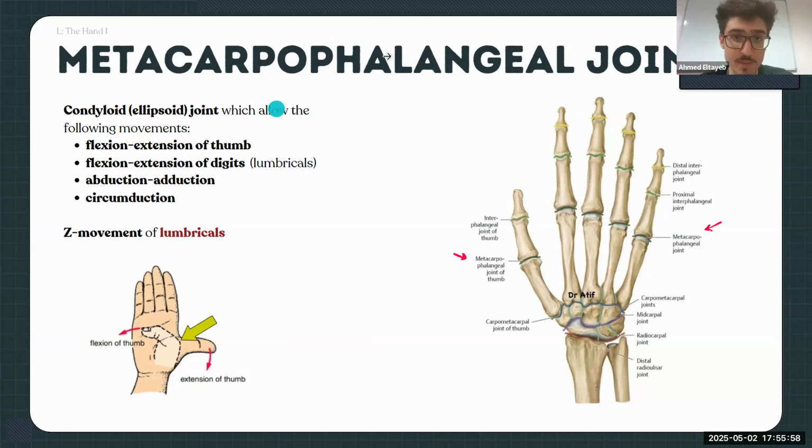The metacarpal phalangeal joint is very important. It's connecting your metacarpals to the phalanges, and it allows for all of these.